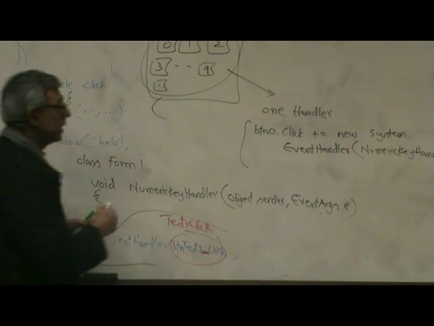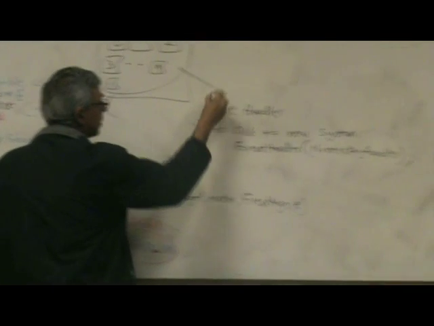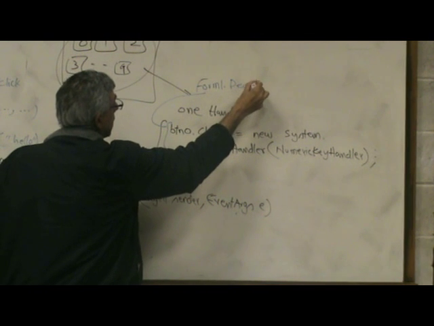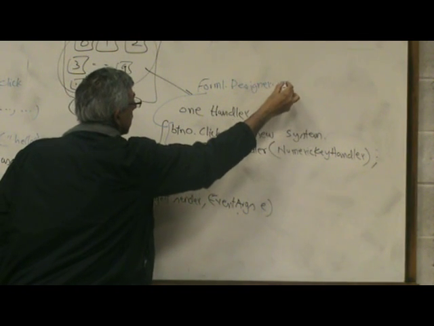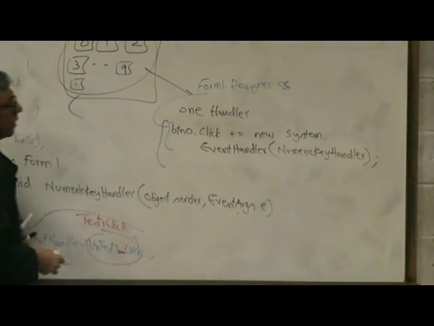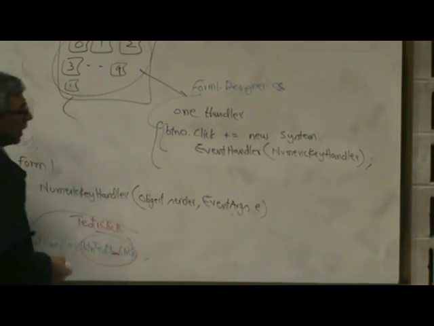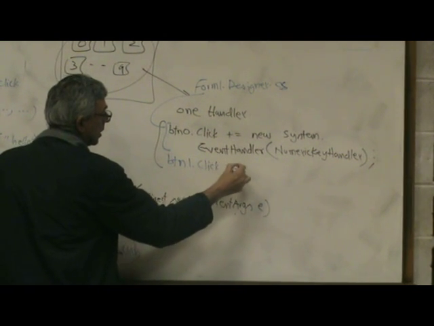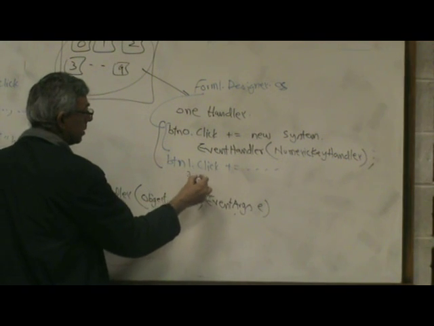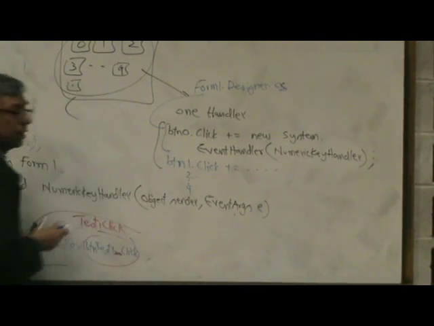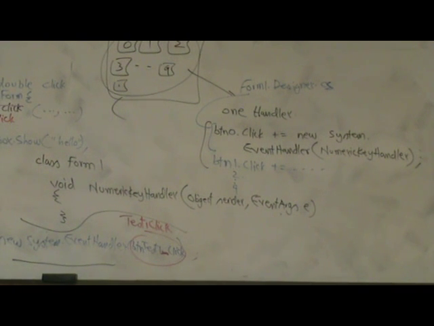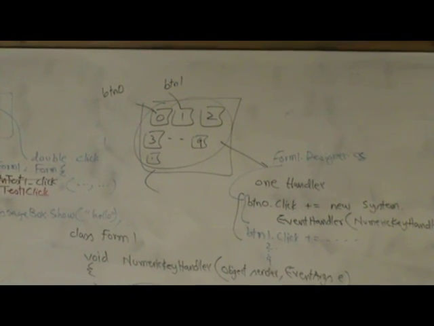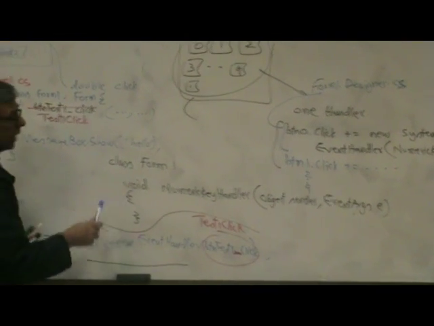Same way, what if I copy this line, and suppose this is written once again in form1.designer.cs? If I copy this line and say btn1.click plus equal to, exact same thing, btn2.click, btn9.click, right? So now no matter which button you click, which event handler will it call? The numeric key handler. Okay.